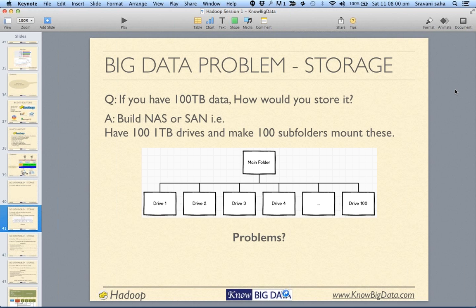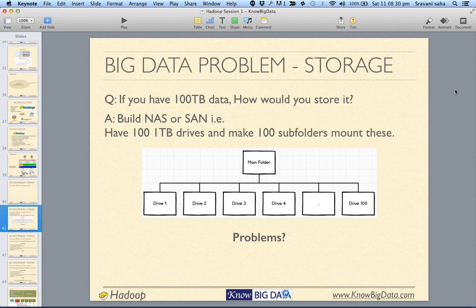So this is how we did. What we did earlier was we'd buy 100 hard disks, each of 1 terabyte, and connect these hard disks somehow into computers. Say we have 100 computers, or maybe 10 computers, or maybe 50 computers, each containing two hard disks, and then connect them together, right?